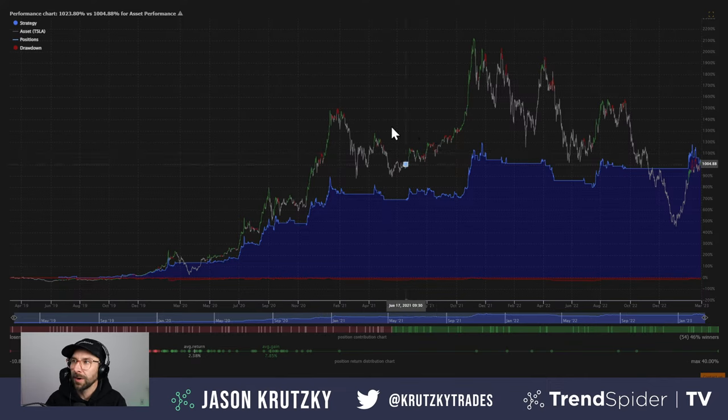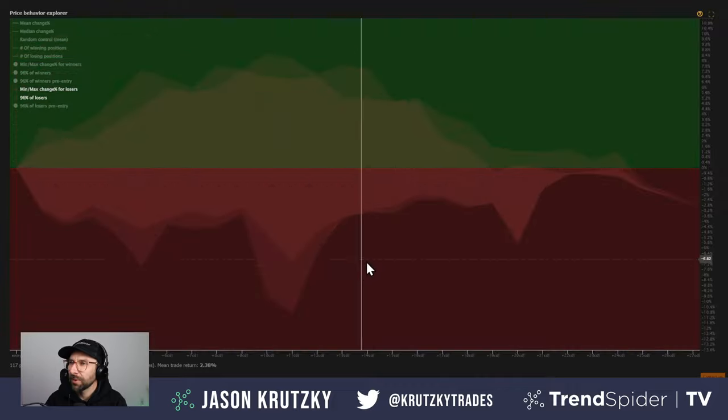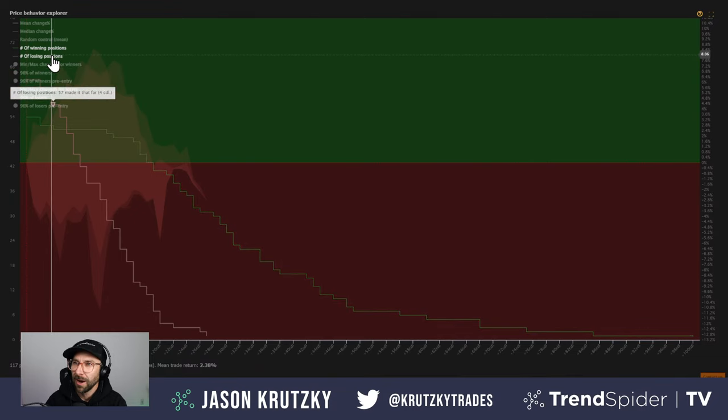Now, I want to call some attention to where the red spots are. Notice how the red spots are oftentimes at highs. It's kind of interesting, right? I'm going to open up the Price Behavior Explorer. So this gives us a breakdown of some of the more granular data that is going on with our strategy. 96% of winners, 96% of losers, number of winning and losing trades. I can click these on and off to see these different values on the chart.